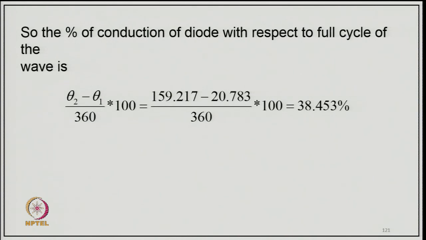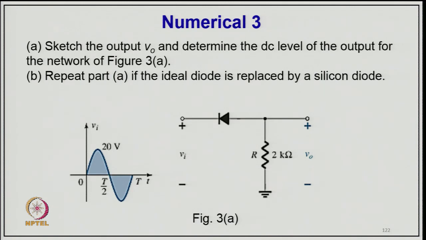So, the percentage of conduction with respect to the full cycle will be (theta 2 minus theta 1) by 360 into 100. So, you can put in the values and it comes around 38.453%.